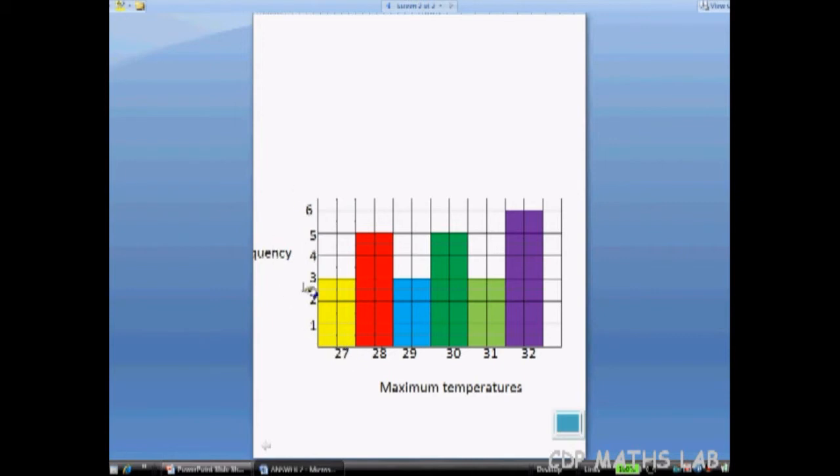So put frequency on this side and the maximum temperatures on the horizontal line. So you should have 27 in the center, 3 here, 28, 5 there, 29, 3 there, and 30, you have the 5, 31 to 3, and 32 to 6. So those are your answers for this try this question.